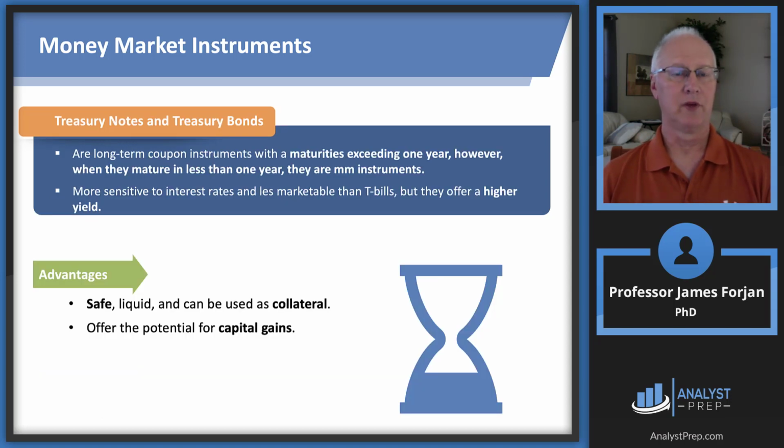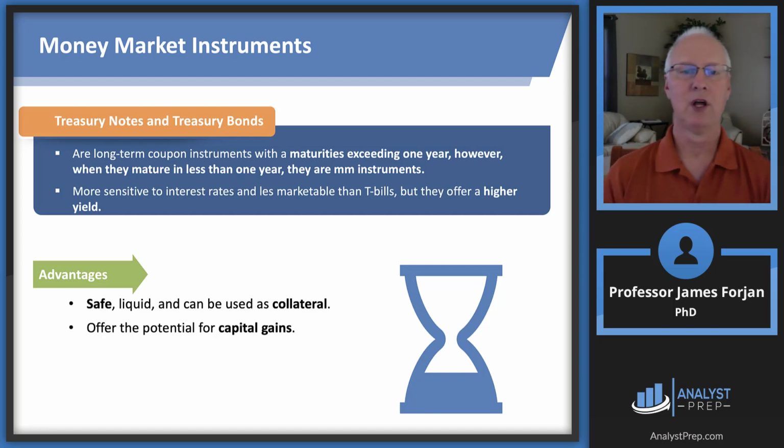Money market instruments also include these longer-term Treasury notes and Treasury bonds, but only when they have 1 year or less to mature. So think about it. Treasury note, 10 years, Treasury bond, 30 years. Sooner or later, they're going to get within 1 year of their maturity dates. And so they are considered to be money market instruments, even though they might still have one or perhaps two final coupon payments to make.